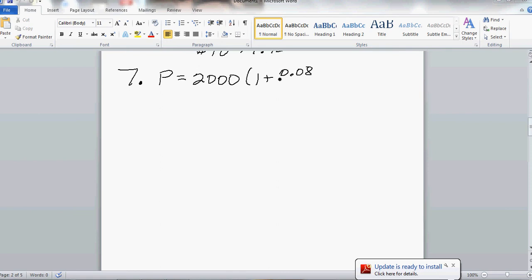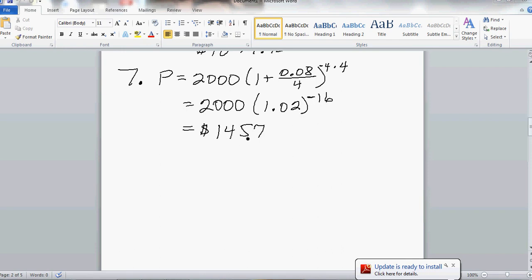Compounded quarterly means 4 times, and it's going to be 4 times the 4 years that we have. So this will be 2,000 times 1.02 raised to the, whoops, that has to be negative, I forgot. One of the two things I had to remember. To the negative 16 power. Plugging and chugging here, 2,000 times 1.02 raised to the negative 16th power, and rounding to the nearest dollar is $1,457.